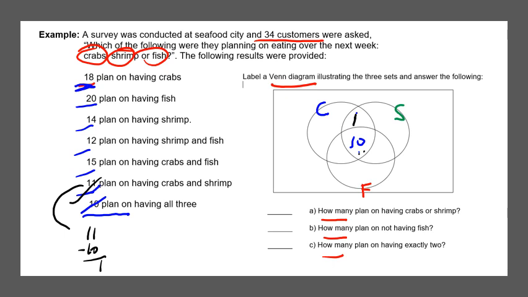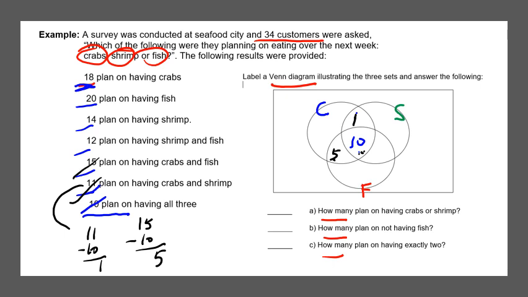Done with that number. 15 plan on having crab and fish. Well, we have 15 people having crab and fish, right? Well, here's where the crab and fish people have to be located, up between this region and this region here, right? These 2 regions of people having crab and fish. Well, there's supposed to be 15 people there. I've accounted for 10 of them. I'm missing 5 of them. They have to be there.